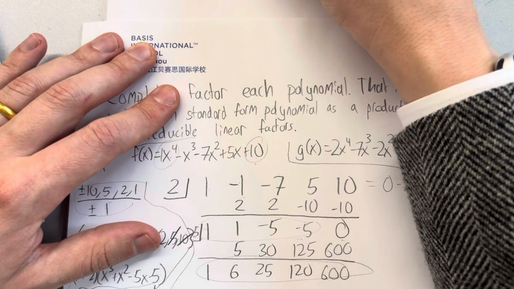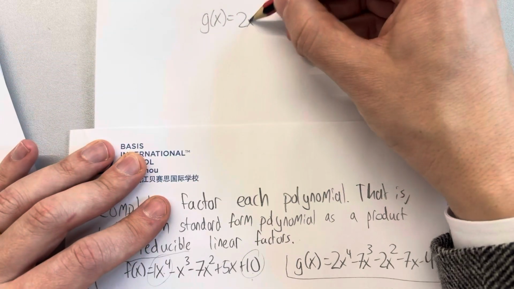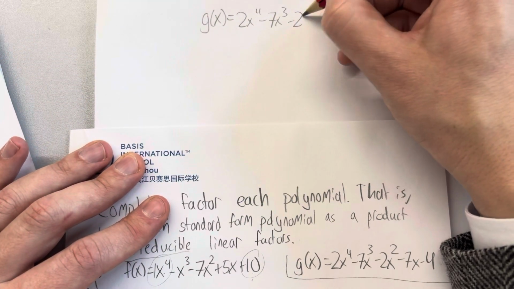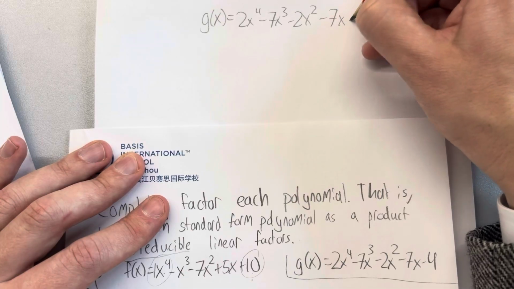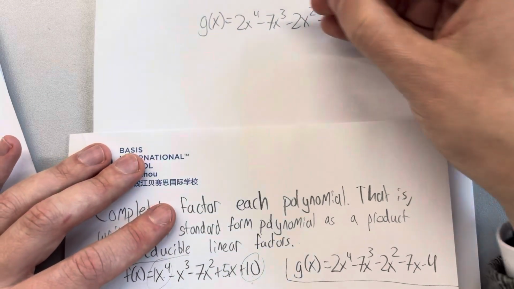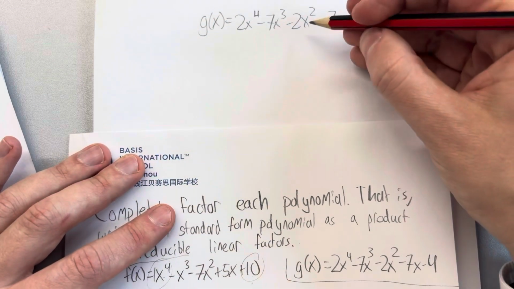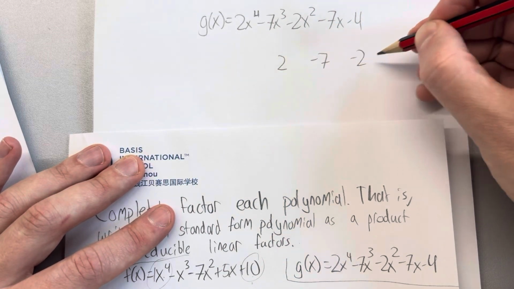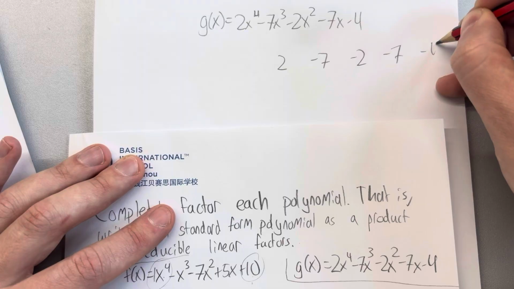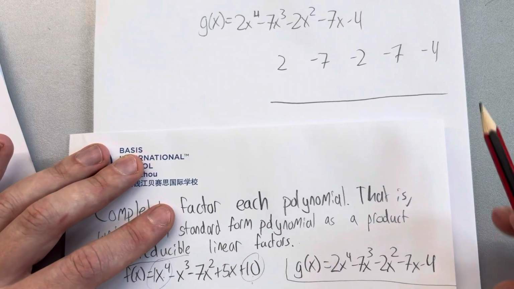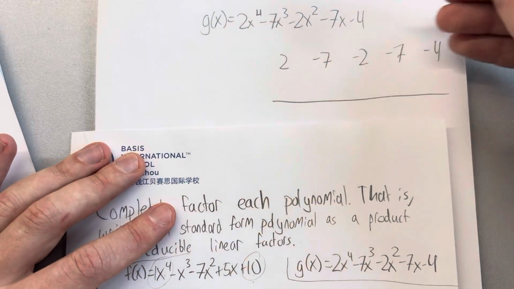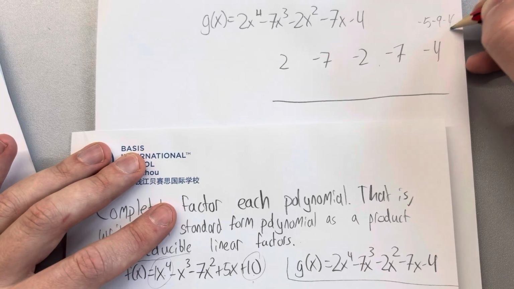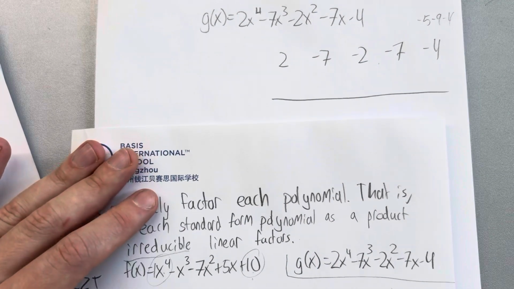G of x equals 2x to the 4th minus 7x cubed minus 2x squared minus 7x minus 4. Okay, we know we're going to do polynomial or synthetic division, so 2, negative 7, negative 2, negative 7, negative 4. Factor remainder theorem, is 1 going to be a 0? Well, we get negative 5, negative 9, negative 4. Nope, sorry, 1 is not a 0.